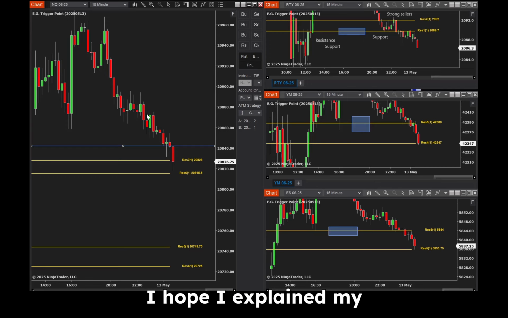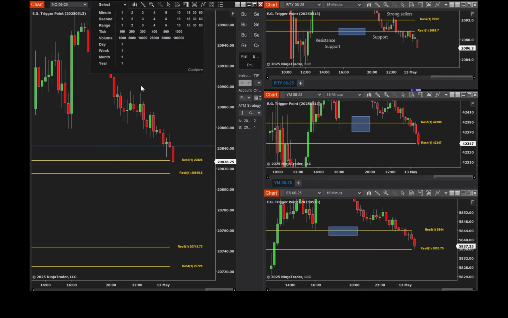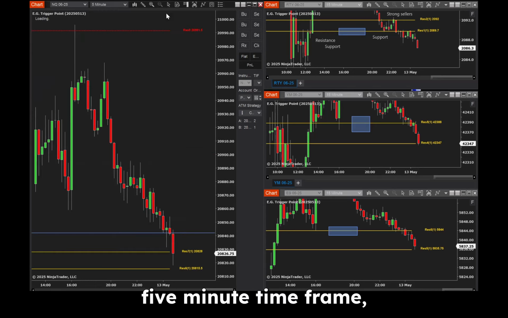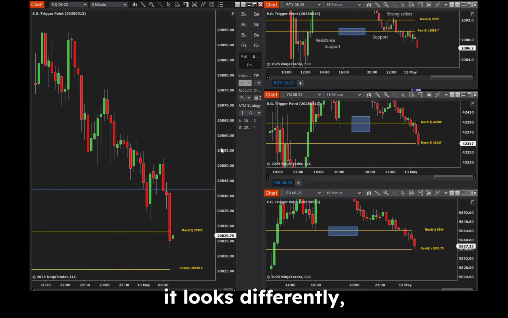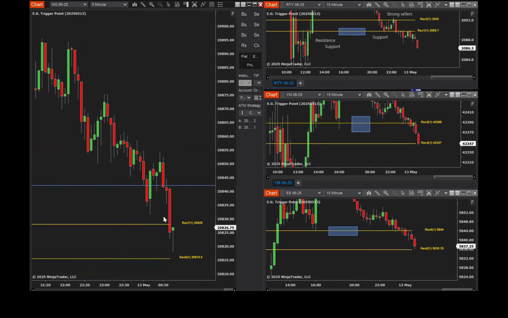I hope I explained my approach. Again, guys, I believe that the trigger points are historical price points that I expect to drive market reaction. These are prices. It has nothing to do with candles, where the candle closed, where it opened, how the candle looks. For instance, if I go to 5-minute time frame, it looks different, right?